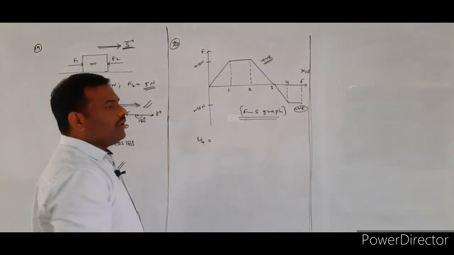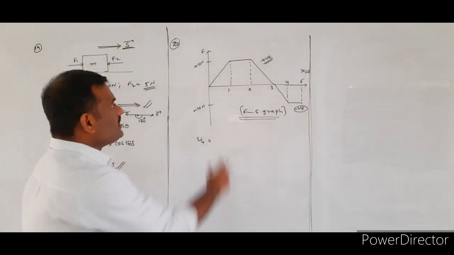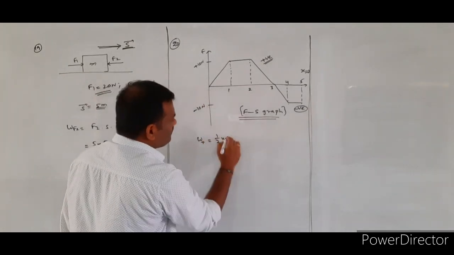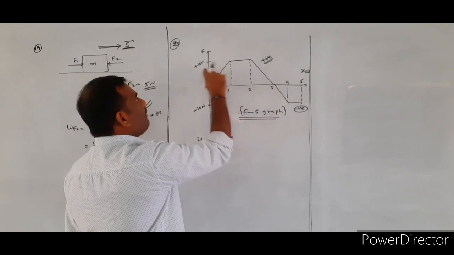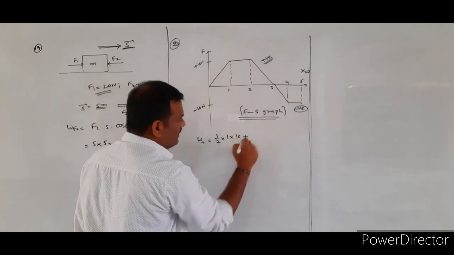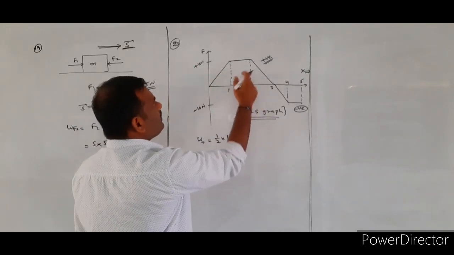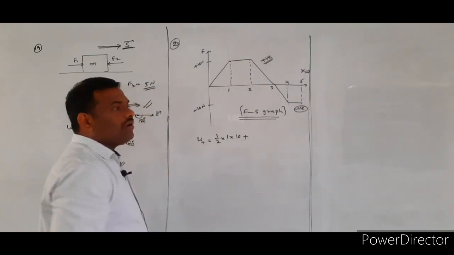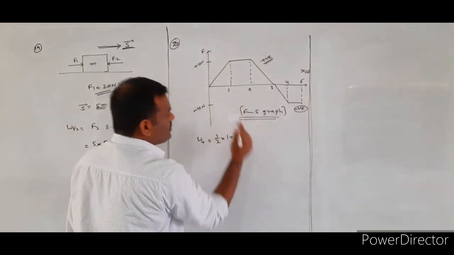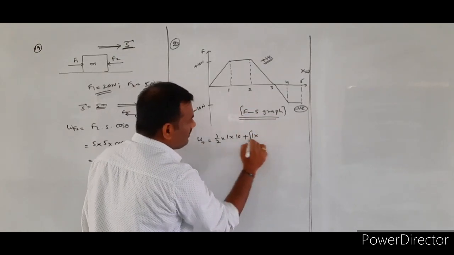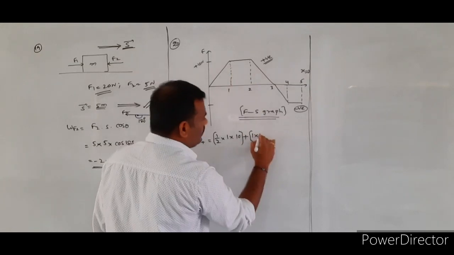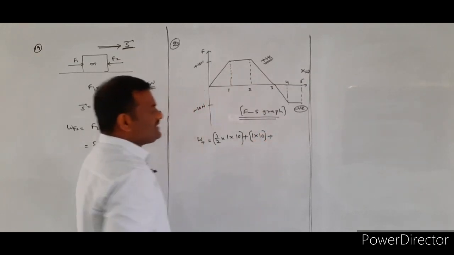Area of the triangle is equal to half into base into height. So half into, for the first portion, base 1 and height 10, plus. For the second one, it is in the form of a rectangle. For the rectangle, area is equal to length into breadth. Length is 1 and height of this portion is 10. So this is the area of the second portion.